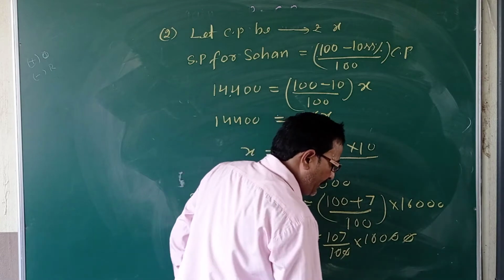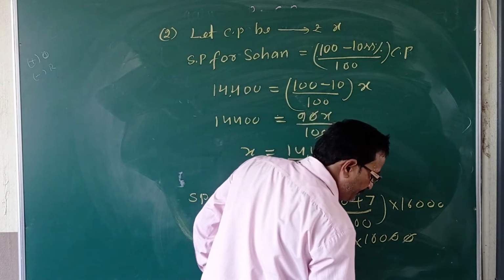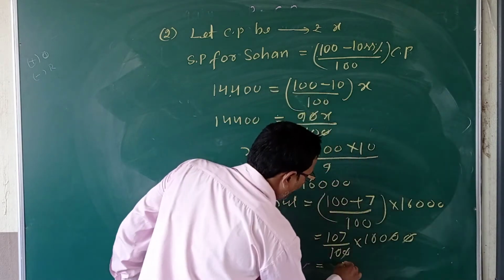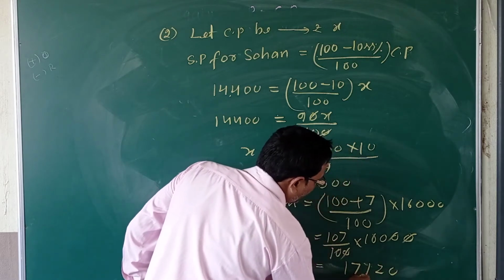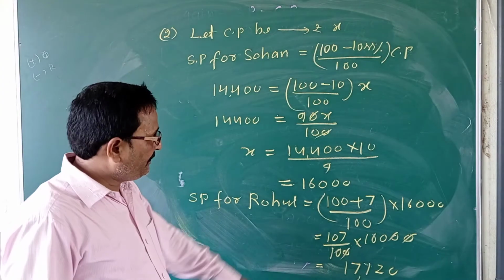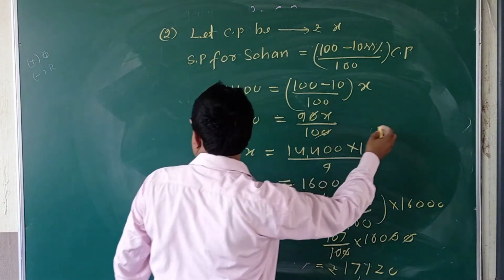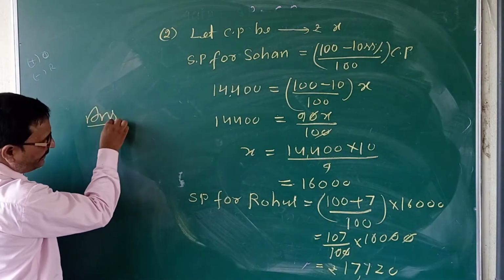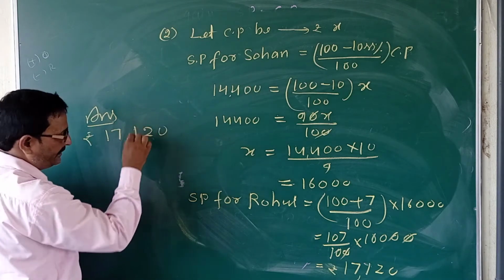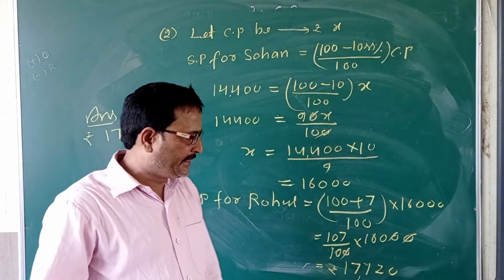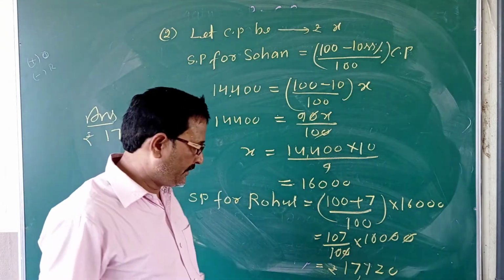Now you simplify, and the answer will come. When you simplify, the answer will come to 17,120 rupees. Maybe the answer is something different here. Okay, maybe you should revise the simplification and calculation once more.